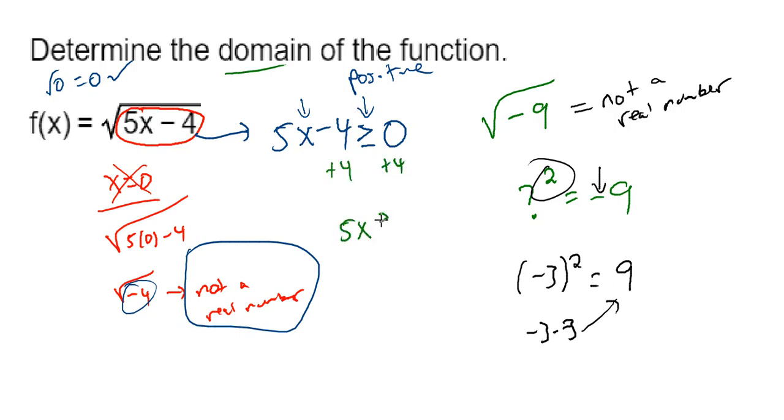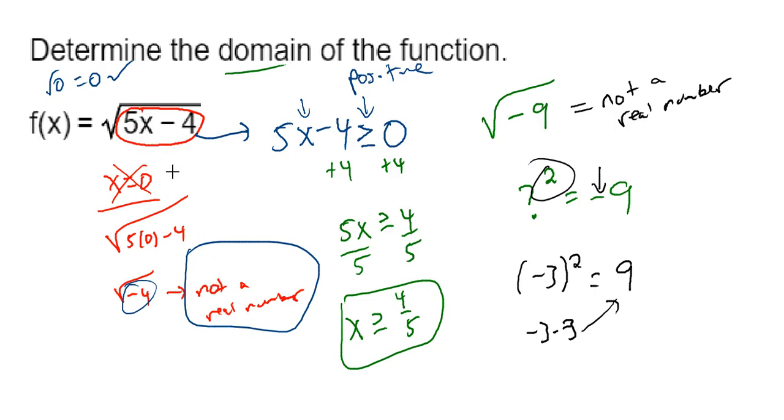You'll get 5x is greater than or equal to 4. Then you divide by 5 on both sides to get x by itself. And you get x has to be greater than or equal to 4/5. Right? So if I want this to produce a result that gives me an answer that actually produces a number, then I have to choose values for x that are bigger than 4/5. If I choose anything smaller than 4/5, this is going to come out negative, and the square root of a negative doesn't produce an answer. It doesn't resolve to a solution.